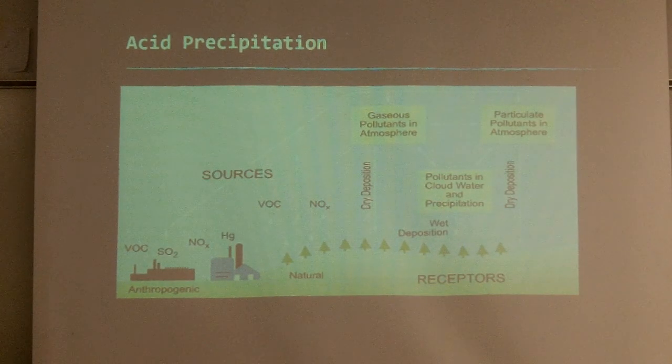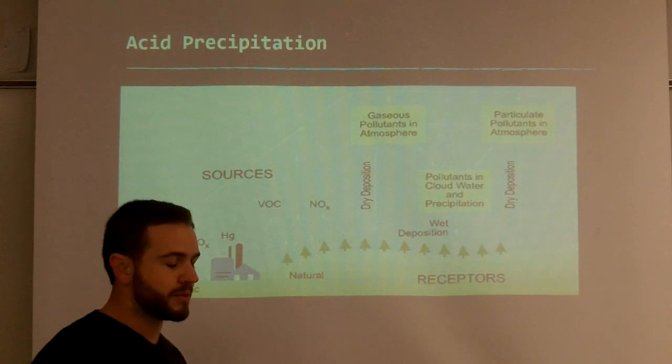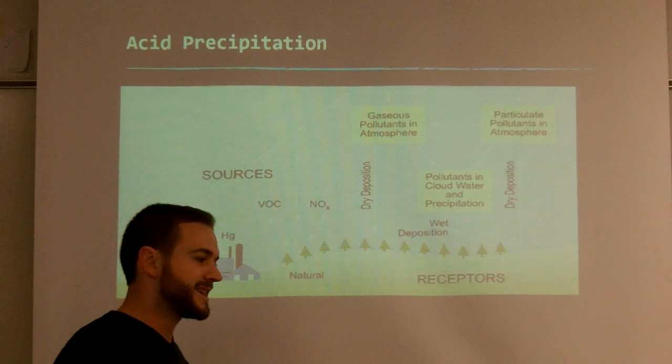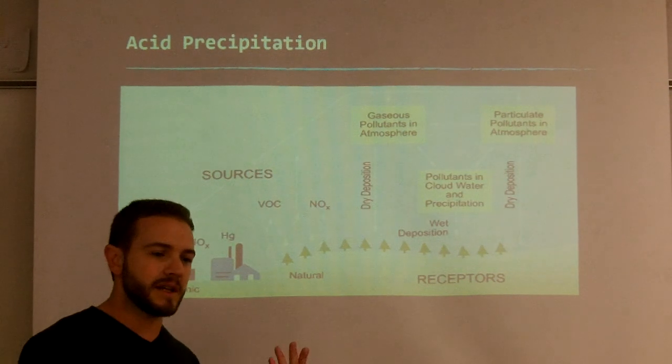So sources, we've got anthropogenic sources, there are some natural sources, because again, the acid comes from, it's a secondary pollutant, which comes from NOx and SOx reacting with water and sunlight in the atmosphere.